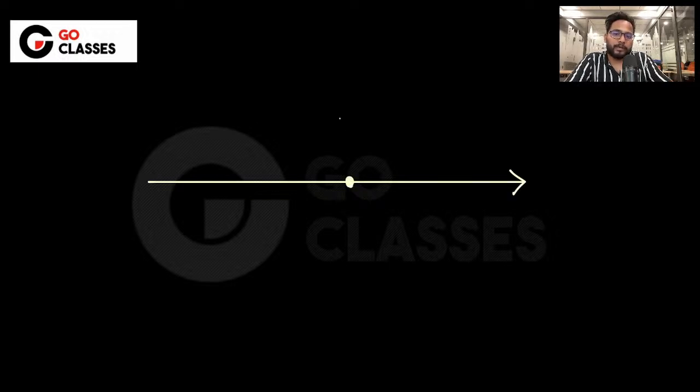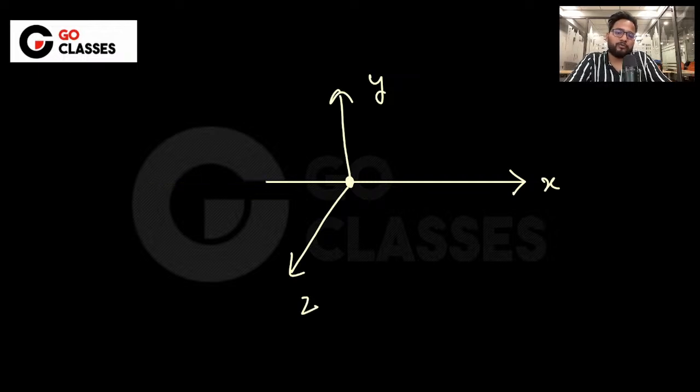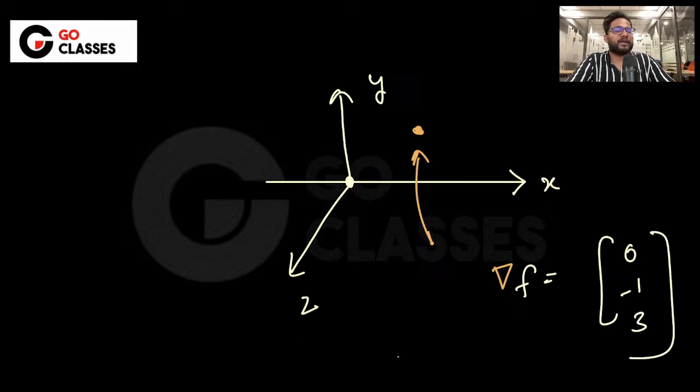So maybe along the y direction and along the z direction there is some gradient, but along the x direction suppose the gradient is 0. Let's suppose this is your plot. At this particular point, grad of f looks like this: 0, -1, 3. Then you will say that in the y direction you go negative, -1, and in the z direction you go 3.